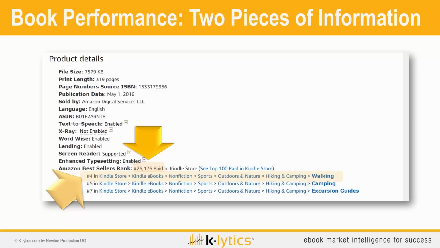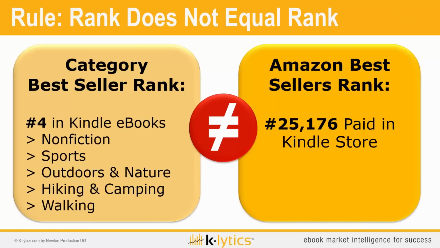The first piece of information, here on the left-hand side, is the category bestseller rank. So it says number 4 in Kindle ebooks, nonfiction, sports, and so on, walking, a 5th level category. And that just says that's what it is in the categories. So many people claim, hey, I am a number 1 bestseller, and you really have to ask them, well, where? In the Kindle Store, which is the number on the right-hand side, or in just some obscure category?